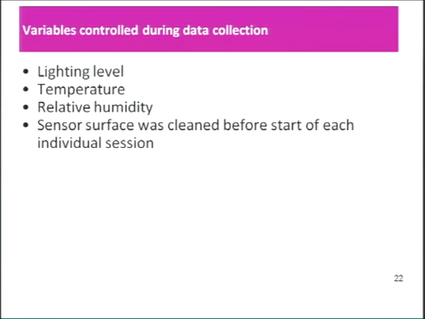Some of the important variables that were controlled during the data collection: we controlled the lighting level. Lighting has an effect on optical sensors because of the underlying technology. So we tried to simulate lighting that would happen in an office, a controlled environment. The temperature and the relative humidity also have an impact on the type of fingerprints that you provide to the system. So again, those were controlled in specifications with office environment conditions.